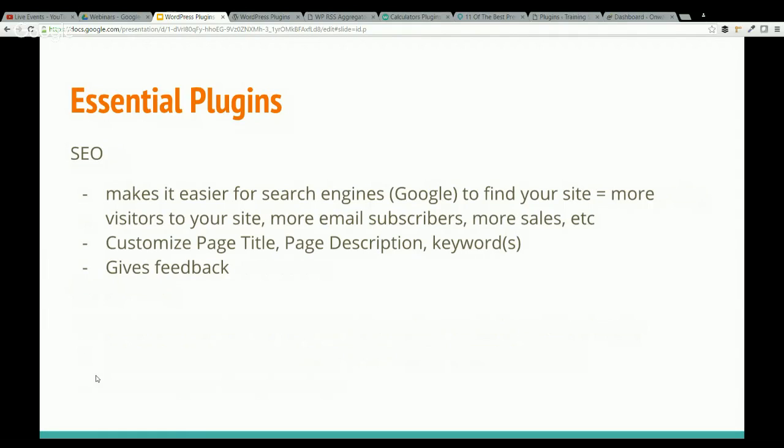Another type of functional plugin that I see is needed on all websites is some kind of SEO plugin. This helps you customize the SEO information or the metadata information for each page and each blog post. You can set up your page title, your page description. You can set up what your keywords are.